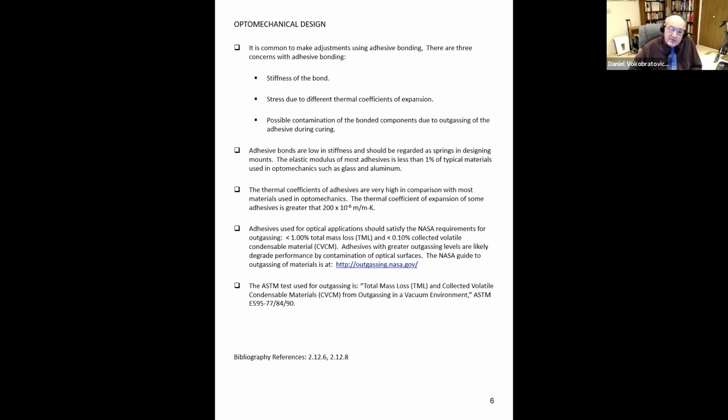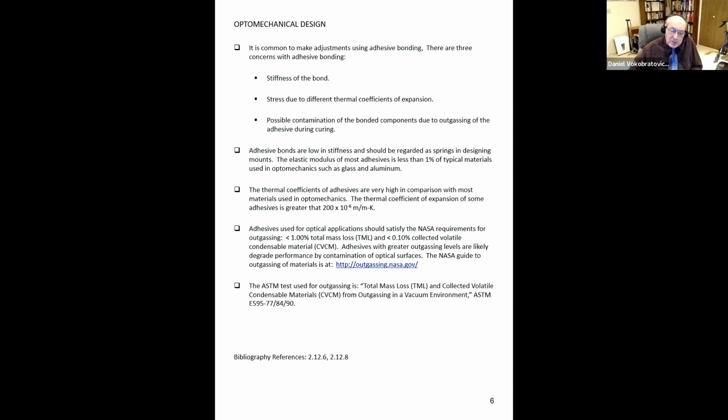Adhesive bonding is a very common methodology in optomechanics. Now, when we start talking about adhesive bonding, there are three concerns we've got. One is stiffness of the bond. Another, and this is one we'll talk about at considerable length, is stress due to different thermal coefficients of expansion. Invariably, the adhesive is bonding glass to metal, and the glass and metal have different thermal coefficients of expansion. Also, we have to worry about possible contamination. This is something that's actually fairly easy to take care of, and I'll mention that in just a moment.